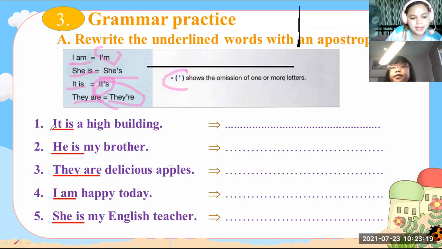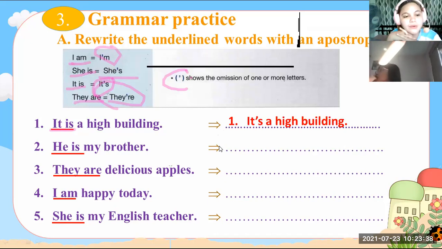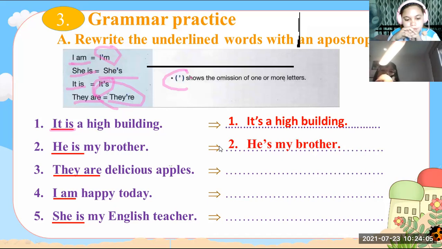So how about number one, Han? It is. So how is it is? It's a high building. Very good. Number two, he is. He's my brother. Very good. He's my brother, number three. Delicious apple. They are delicious apples. So what's your answer? They're delicious apples. Okay, number four.